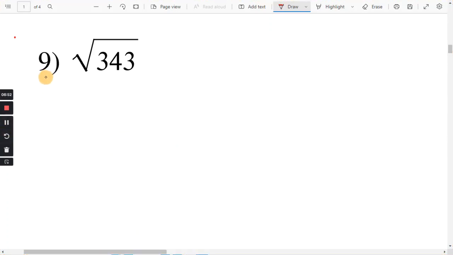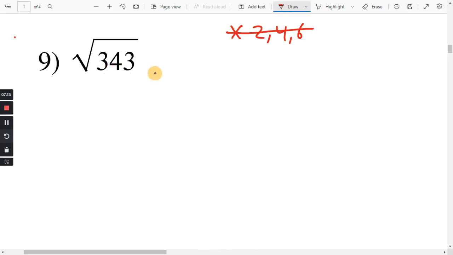Okay, let's look at number 9. Now, some of these you might have to experiment a little bit on the calculator. We have the square root of 343. This is not an even number, so it is not going to be divisible by any of the even numbers, 2, 4, 6, 8, etc. Okay, so we can't use those.